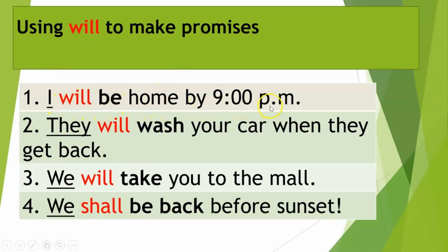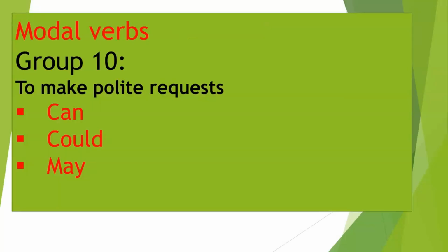I will be home by 9 p.m. They will wash your car when they get back. We will take you to the mall. We shall be back before sunset. So again, we can use will or shall to make future promises, which is really similar to future willingness. So to make promises or future willingness, very, very similar, but a slight difference. And this is why I broke them up into 2 parts. But for now, let's take a look at our modal verb use number 10, which is to make requests.